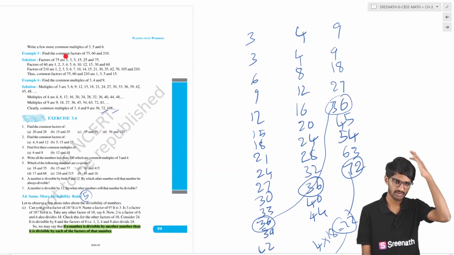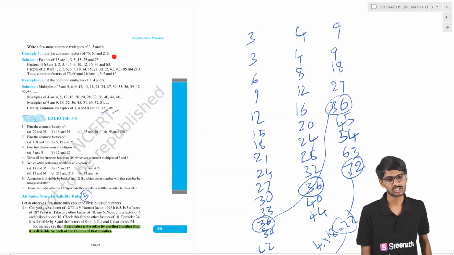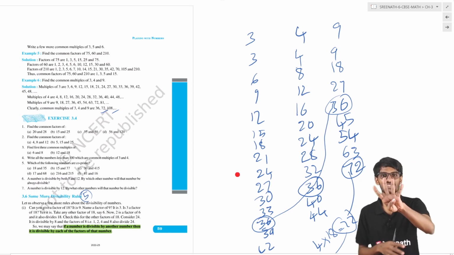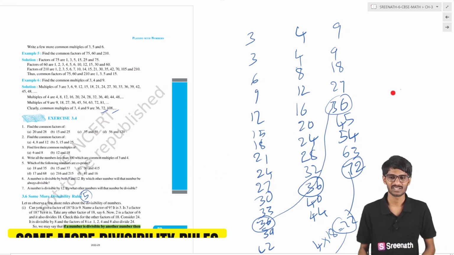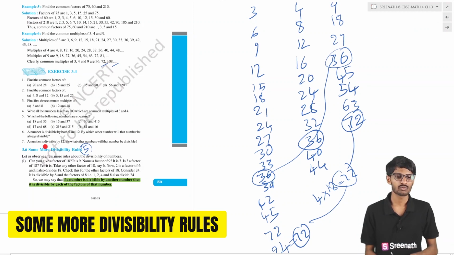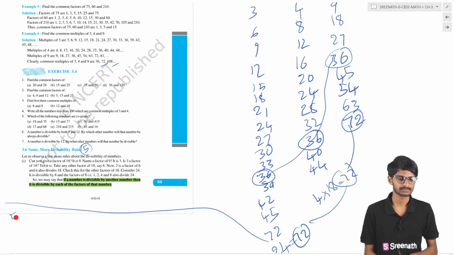And in the case of finding the common multiples of 75, 60 and 210, the same procedure applies, students. So finally, our fourth topic is completed. Now we will go to the fifth topic, which is some more divisibility rules.